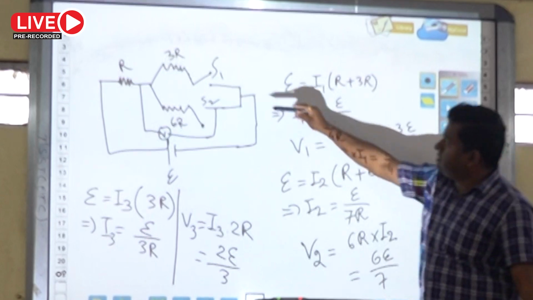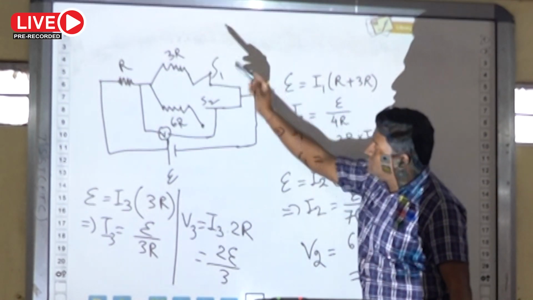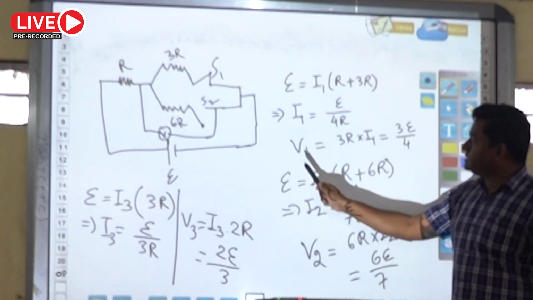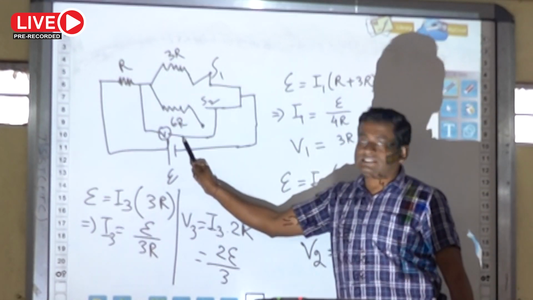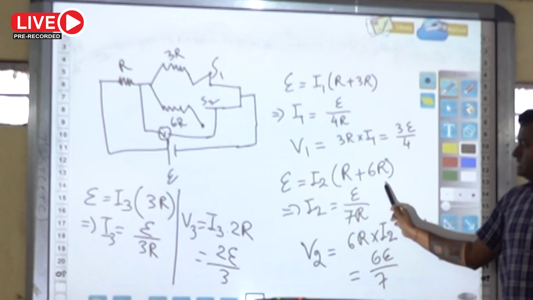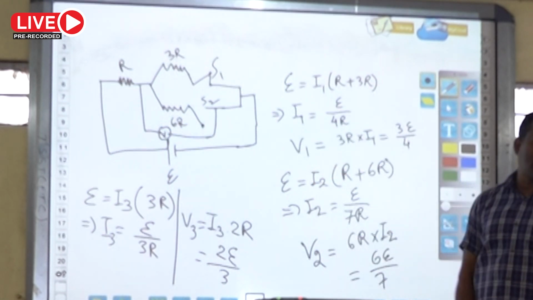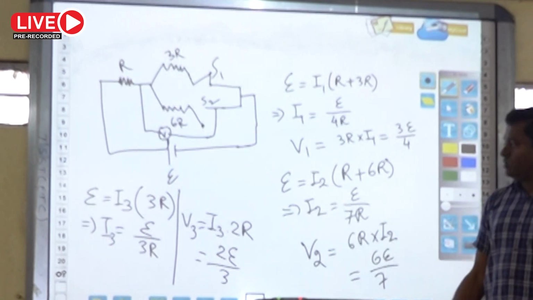First case, in the first case, this is closed. In the second case, S1 is open and S2 is closed. So the total resistance will become R plus 6R. Calculate I2, and then calculate the voltage across 6R. That is measured by the voltmeter.